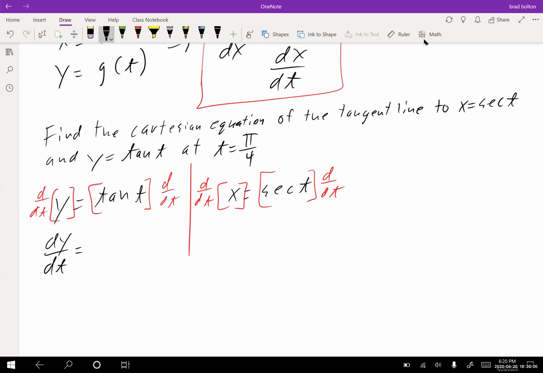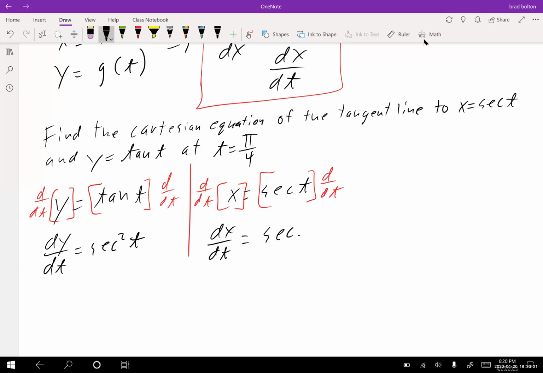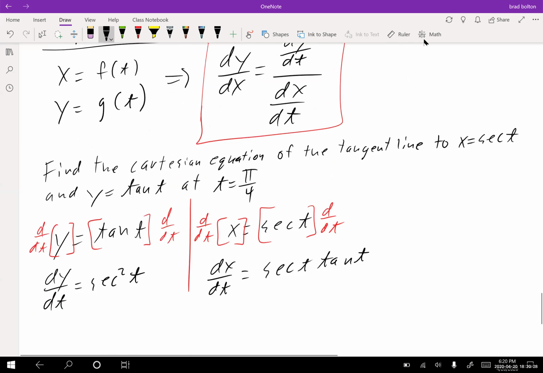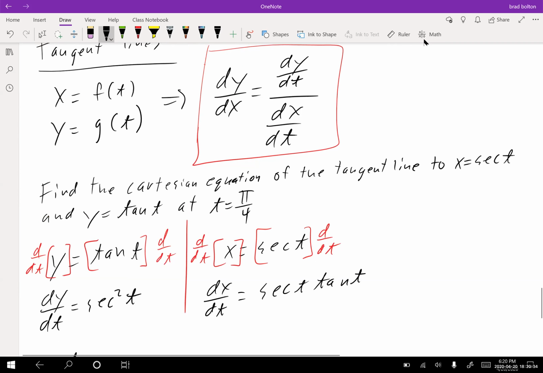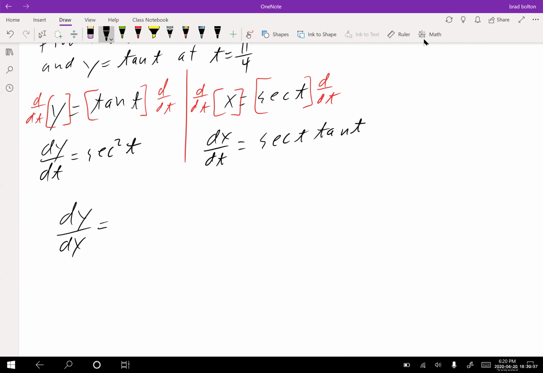And then over here, the derivative of tangent t is secant squared t, right? And then over here, this will become dx/dt, and the derivative of secant t is secant t tan t, okay? And then in order to find dy/dx, the formula says you simply write dy/dt over dx/dt. So dy/dt, in this case secant squared t, divided by dx/dt, which is secant t tan t.